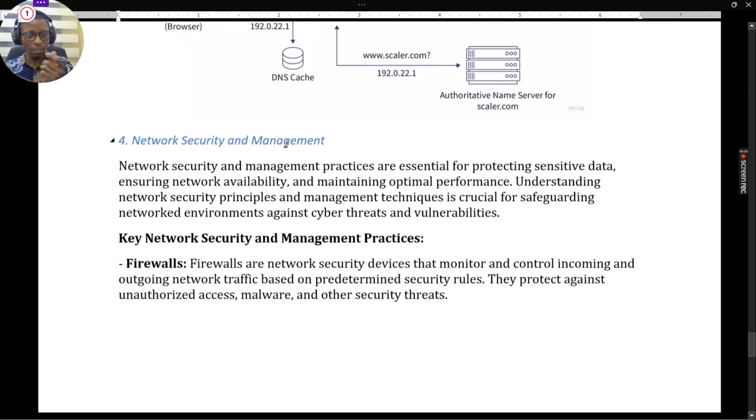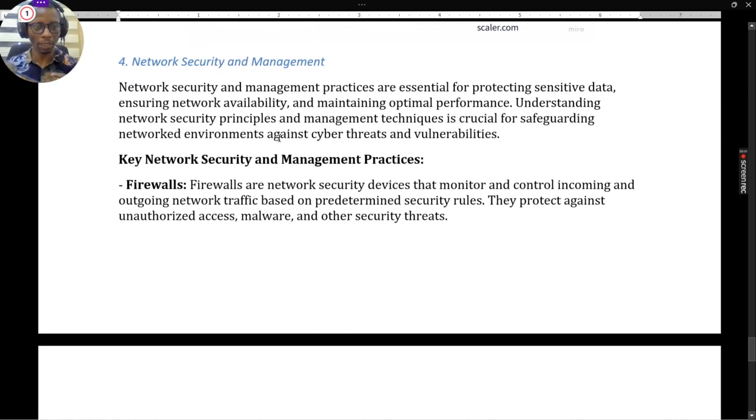So now let's talk about one important part as well, which is network security and management. This is a very complex topic when it comes to security, but we can learn some basic things from it. So let me just read through the introduction. Network security and management practices are essential for protecting sensitive data, ensuring network availability and maintaining optimal performance. Understanding network security principles and management techniques is crucial for safeguarding networked environments against cyber threats and vulnerabilities.